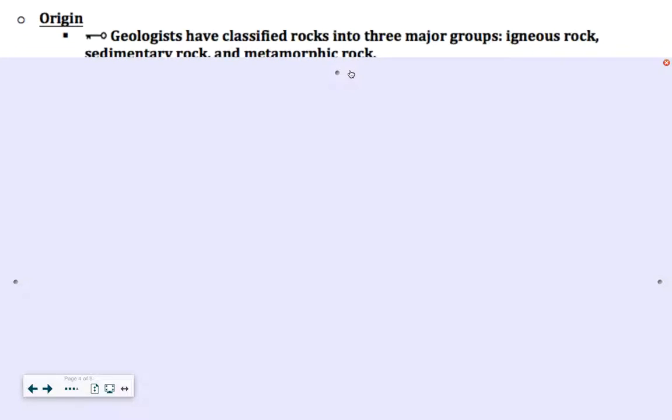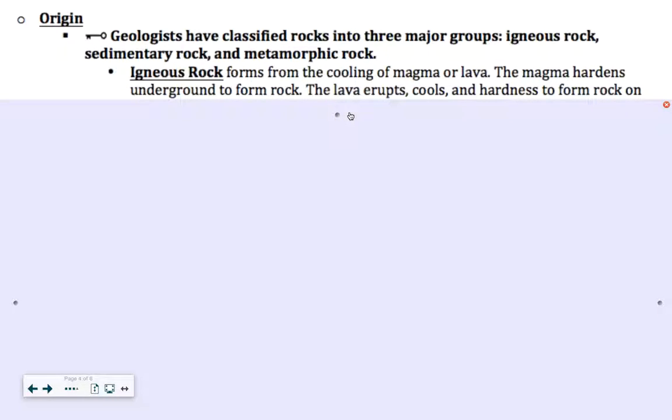This is the biggest one on how rocks are classified. They're based on where they came from, how they were formed. And geologists have classified rocks into three major groups: igneous, sedimentary, and metamorphic. Okay, so we're going to go over the igneous rock reading in just a minute.